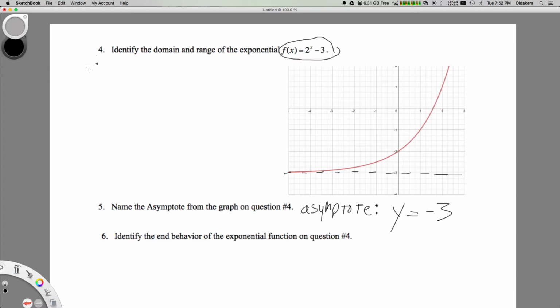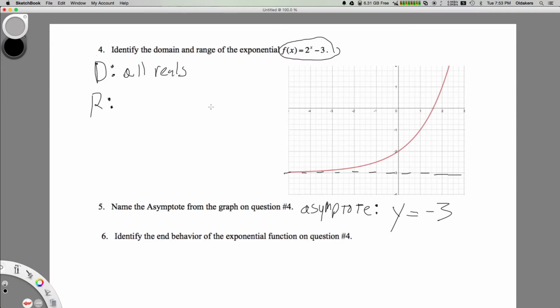The domain is any possible x value you can put in. Now, since it's exponential, and all you're doing is putting in an x value, using it as an exponent on 2, and then subtracting 3 from it, you can put in anything. You can put in any input, and you'll get an output. So, all real numbers.